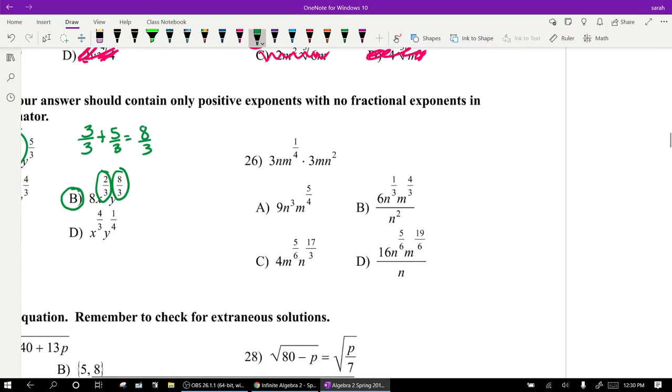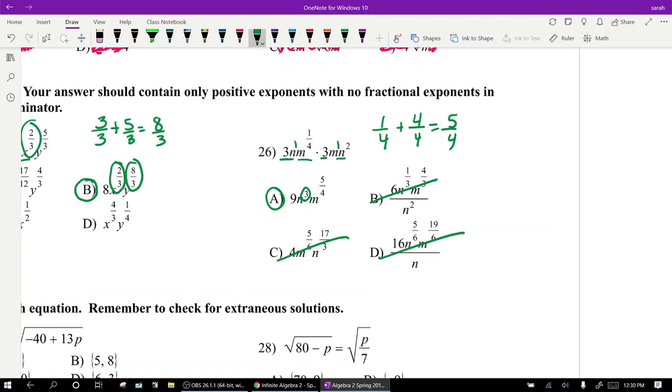All right, 26. Let's start out and multiply our coefficients together. 3 times 3 is 9. Well, looks like A is the only one that has a 9 in it. Let's go ahead and solve it just to make sure. n to the 1 power times 2 more n's is n to the 3rd power. That works out. And for m, I have a 1/4 plus the 1st power, which is 4/4, so that equals 5/4. So A is your only answer.